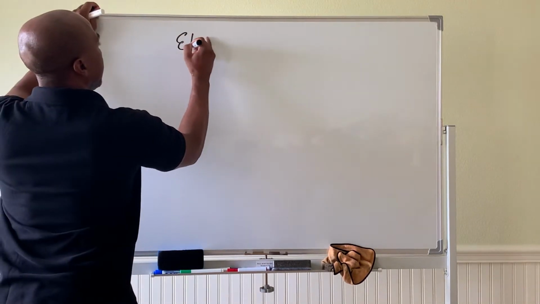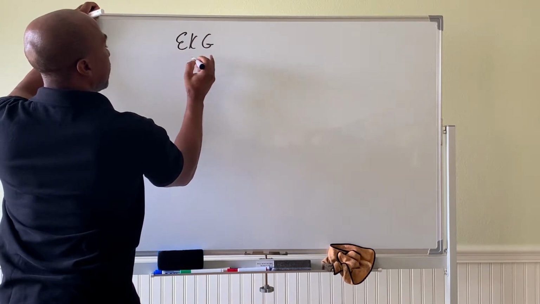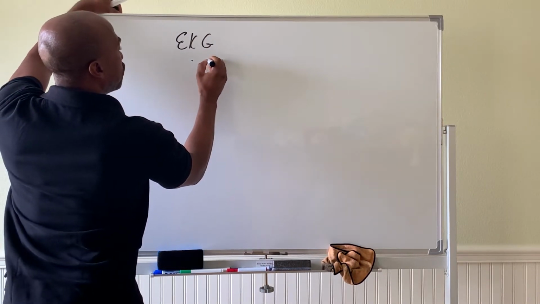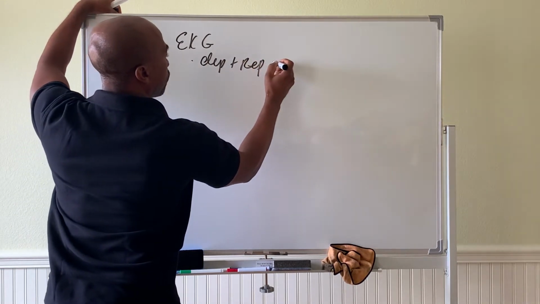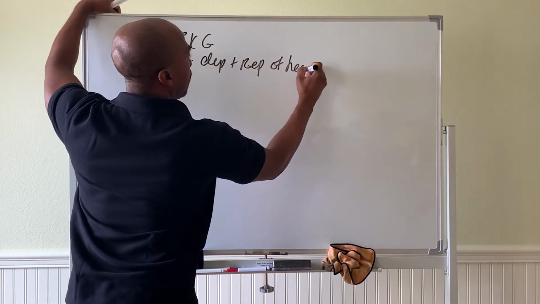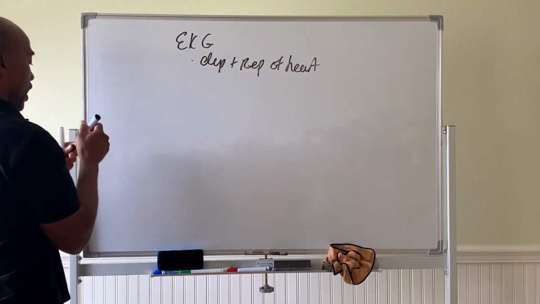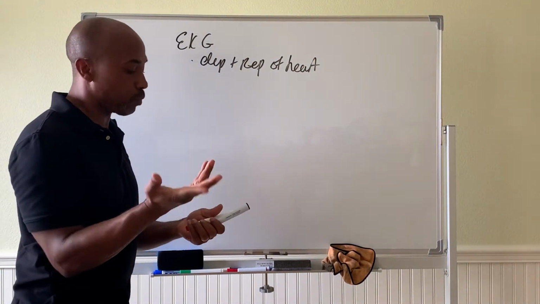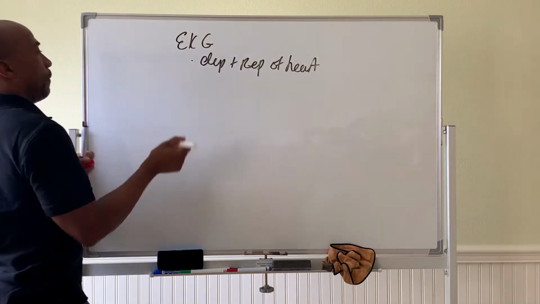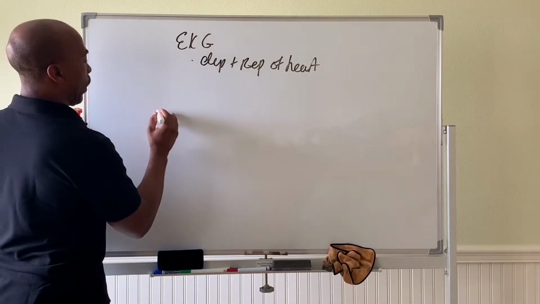So your EKG is caused by depolarization and repolarization of the heart muscle. And when it occurs, we can detect it with electrodes placed on the skin, which we normally do in the lab. But what you get are three waves. So the waves are this.